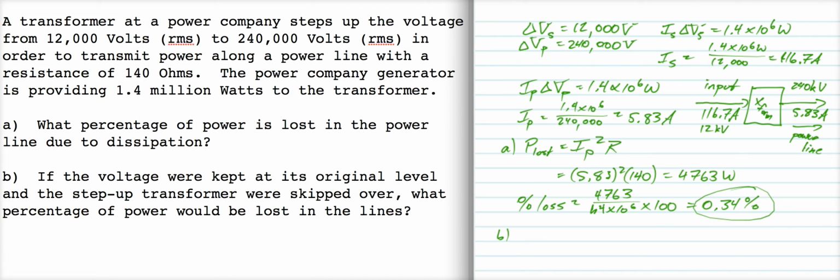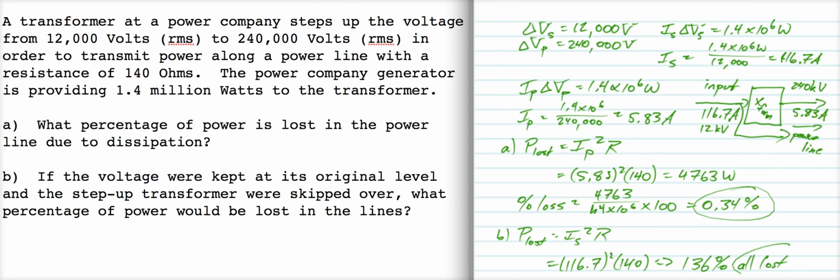Now for part B, it asks, what's the percentage lost if we skip over the transformer and send this down the power line? Well, that power lost is going to be the secondary current squared times the resistance. That's 116.7 squared times 140, which is too much. It's 136% of the original power, so all the power is lost, 100%. Can't have 136% of the power lost, obviously, 100%.